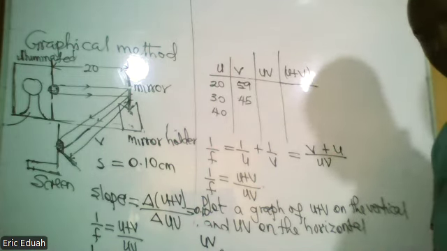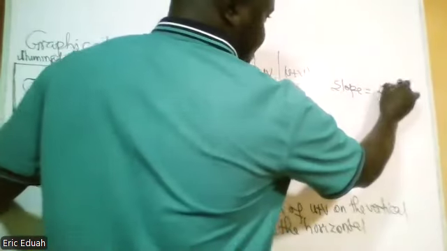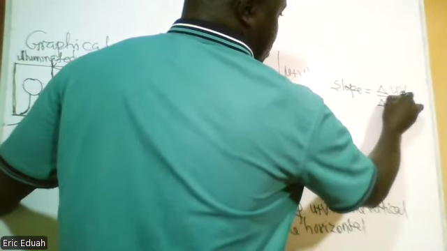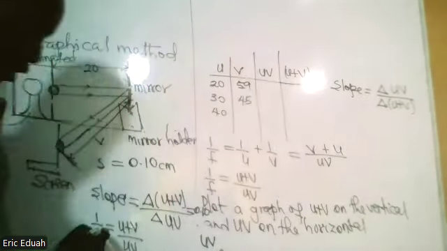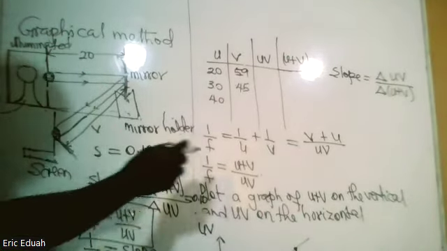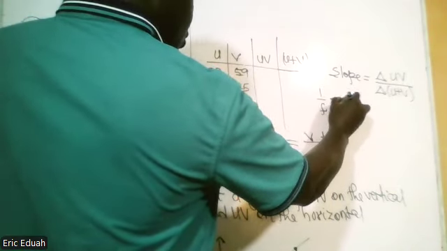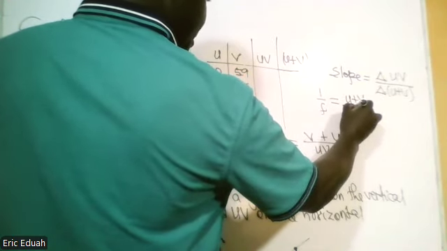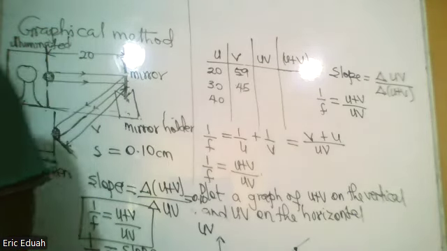Change in UV over change in U plus V. So the slope here will be change in UV over change in U plus V. Okay. So if the slope is this, and from this equation we have 1 over F is equal to U plus V over UV. And how do we determine the focal length?